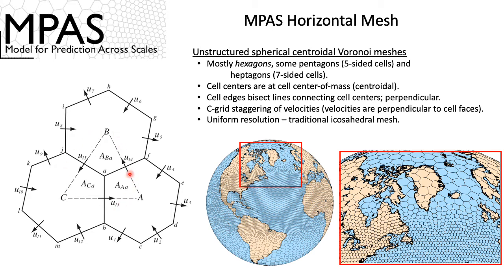MPAS uses a C-grid staggering, meaning that the velocities are prognosed. The velocities we solve for are located on the cell edges and perpendicular to those cell edges. And the uniform resolution mesh that we use is the typical icosahedral mesh that perhaps some of you are familiar with that are used in other models, although we have this unstructured Voronoi mesh that allows us to use variable resolution and generate meshes that satisfy the distribution of cell spacing and mesh cell density that we wish.